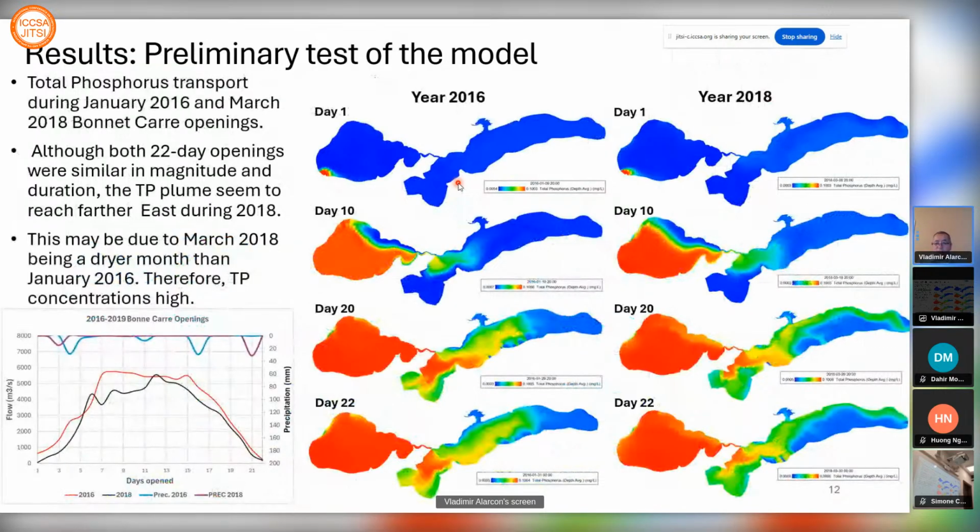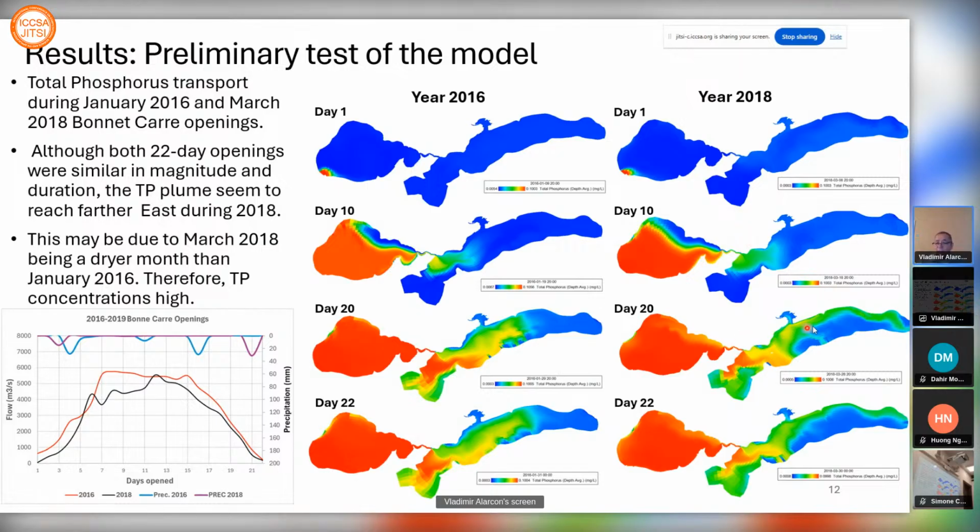Also, since we were having at this time an acceptable model, we implemented not a pulse, but a constant concentration of total phosphorus of 1 milligram per liter coming from the Mississippi River through the spillway, and also simulated this for years for the spillway openings of 2016 and 2018. And we also achieved results similar to what was observed, especially along the coast of Mississippi.